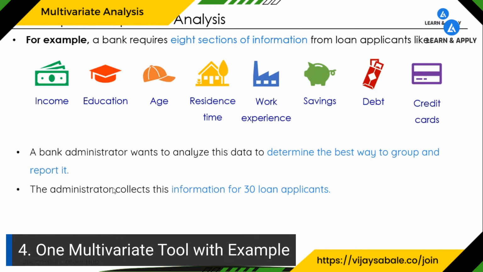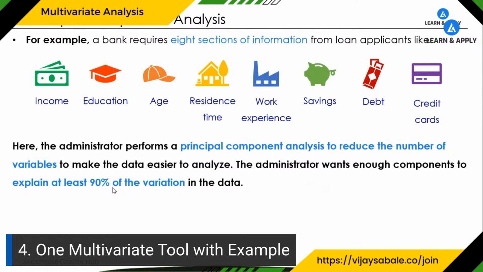So we are going to group all these 8 variables into the principal components that will help the bank take decisions very easily. The administrator collects this information for 30 loan applicants, right? Here, the administrator performs a principal component analysis to reduce the number of variables. As we have 8 variables, can we reduce it to 1 or 2 or 3 so that we have the minimum number of variables to take decisions?